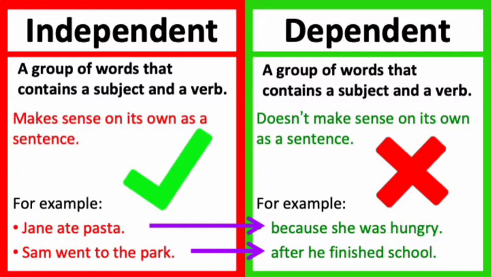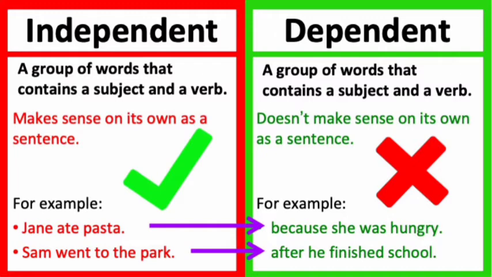Let's read the examples. Like, Jane ate pasta because she was hungry. In this sentence, Jane ate pasta, this is the independent clause. It can stand alone as a sentence. But because she was hungry, this is the dependent clause, and alone it cannot stand as a sentence.